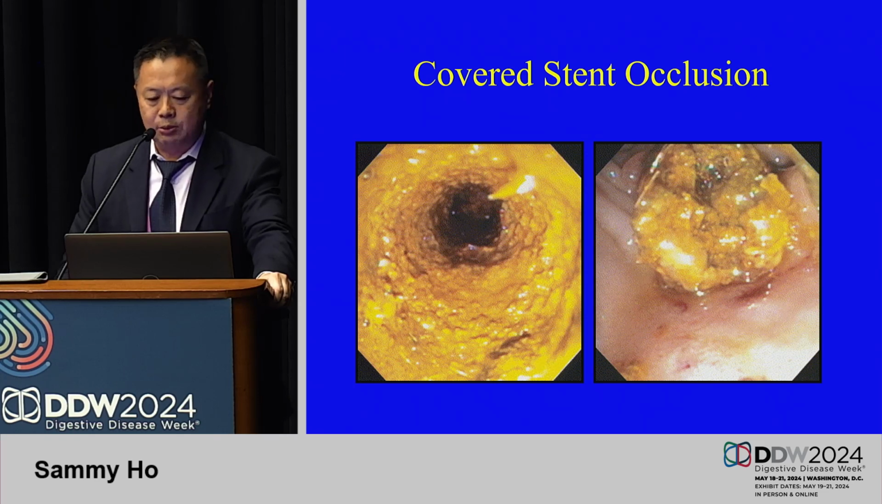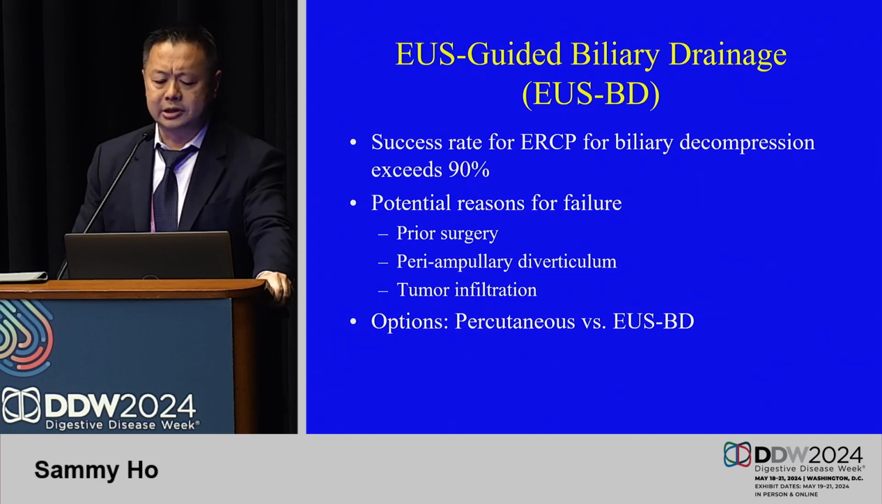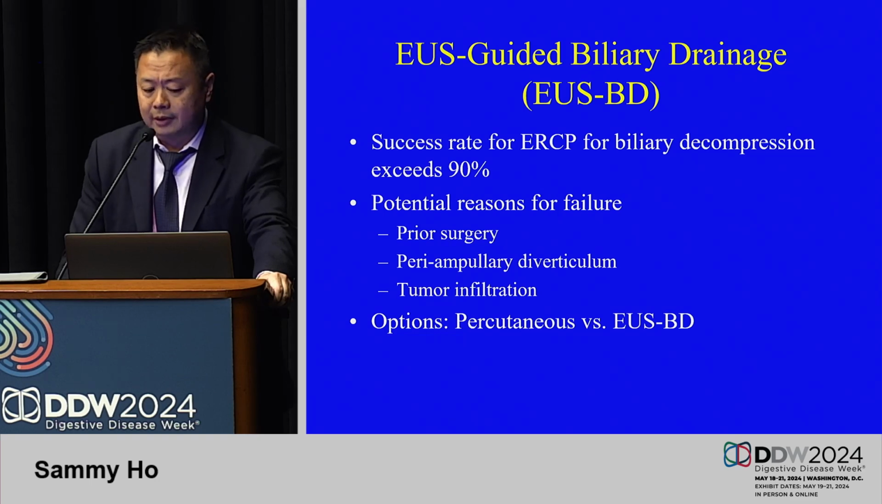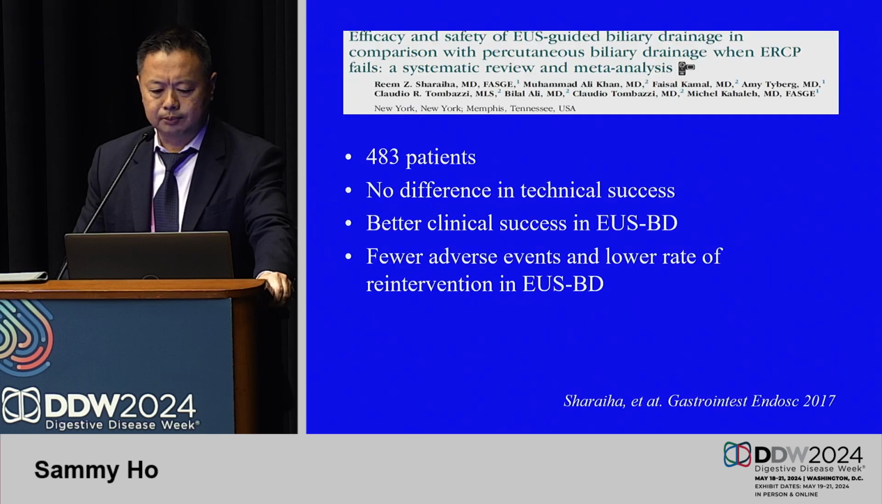So this is somewhat of a controversial study, showing that the covered stents actually occlude faster than uncovered stents. Now, we're all very good at doing ERCPs, but sometimes obtaining biliary cannulation is just not possible for whatever reason. Prior surgery, periampullary diverticulum, tumor infiltration. So there are a few other options. There's PTC and there's EUS guided biliary drainage.